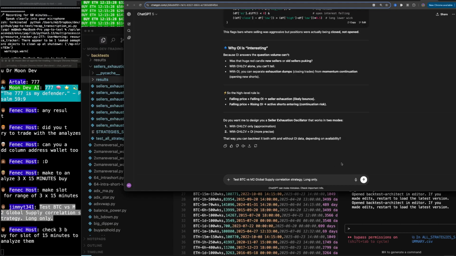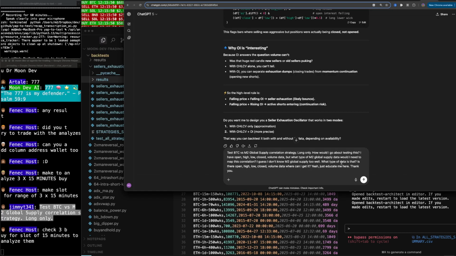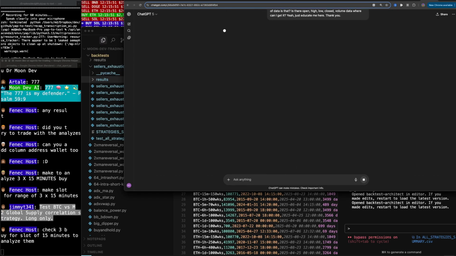How would I go about testing this? I have open, high, low, close, volume data, but what type of M2 global supply data would I need in order to map this correlation? I guess I don't know M2 global supply too well. What type of data is that? Is there open, high, low, close, volume data? Where can I get it? But yeah, just educate me here. That's an interesting idea, dude.